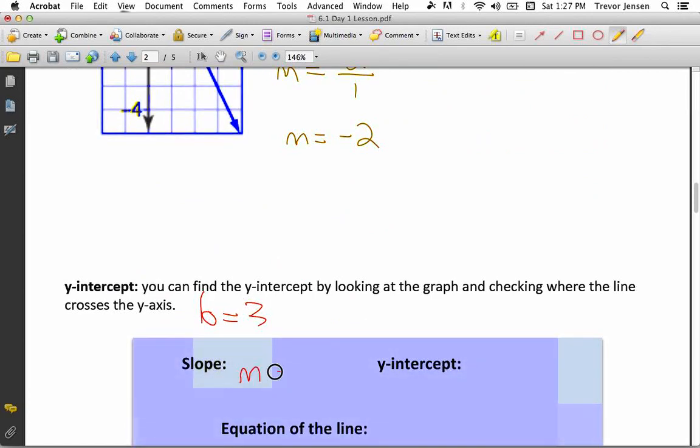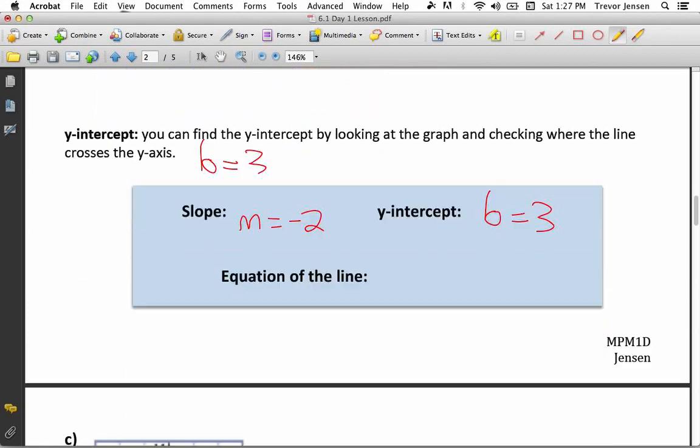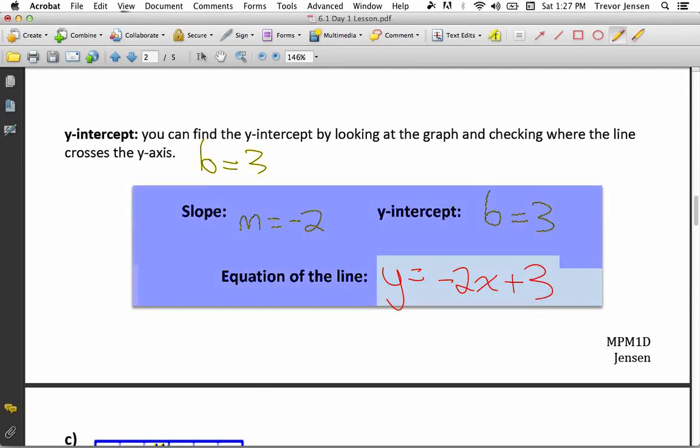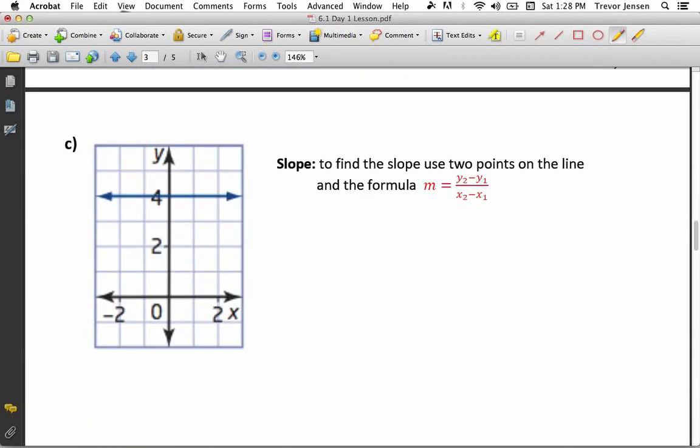So my slope was -2. My y-intercept, my b value, was 3. Plug that into y equals mx plus b, and we have the equation y equals -2x plus 3. So remember, to write the equation in slope y-intercept form, just plug in for m and b, don't plug in for x and y in your final equation.